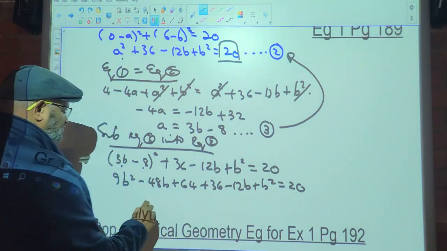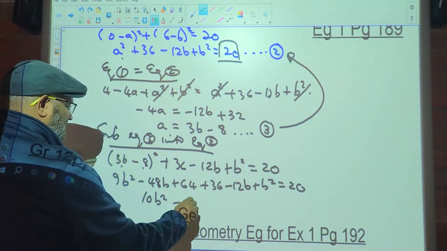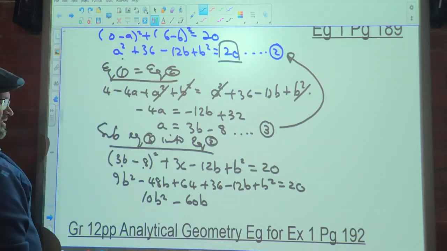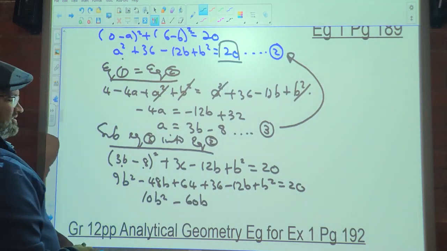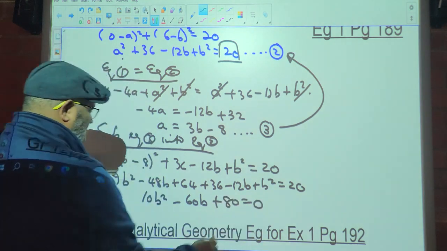So that's going to give you 10b squared, minus 48 minus 12 is minus 60b, 36 plus 64 is 100, minus 20 is 80. Is that correct?